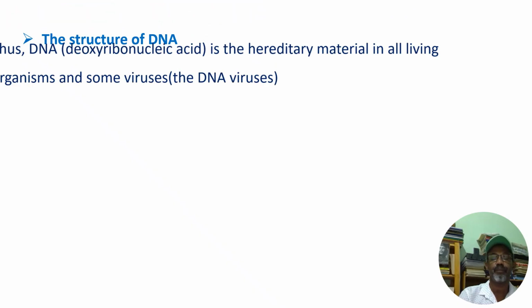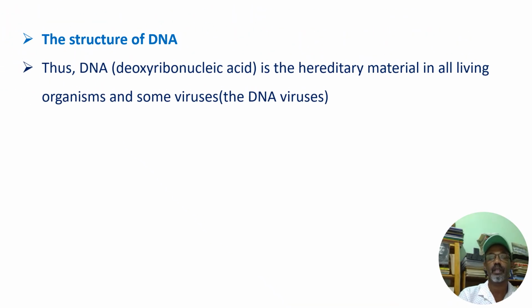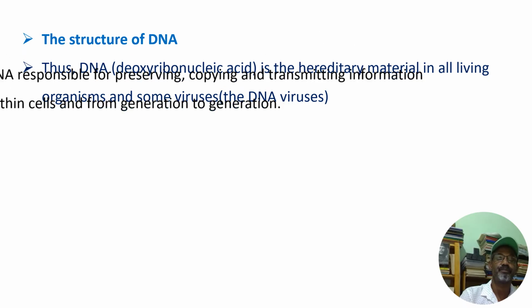First, the structure of DNA. DNA, deoxyribonucleic acid, is the hereditary material in all living organisms. Some viruses, as we have seen in the first lesson, the DNA viruses, and also other living organisms use DNA as genetic material. Of course, there are some RNA viruses which use RNA as genetic material. These are the odd ones. Otherwise, all living organisms use DNA as a master molecule to store genetic information.